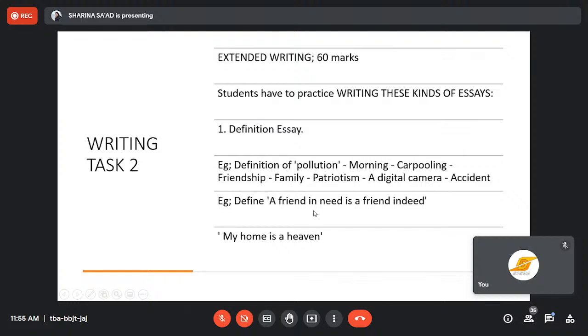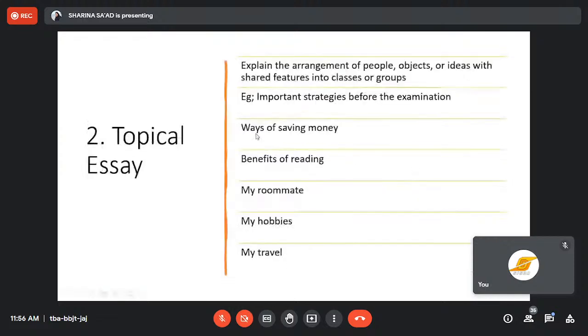You may get a definition type of essay. For example, you have to define a friend in need is a friend indeed. There is a saying, a friend in need is a friend indeed. So define this. Or maybe the question asks you to define a saying that says, my home is a heaven. So you have to define this. This is called the definition type of essay.